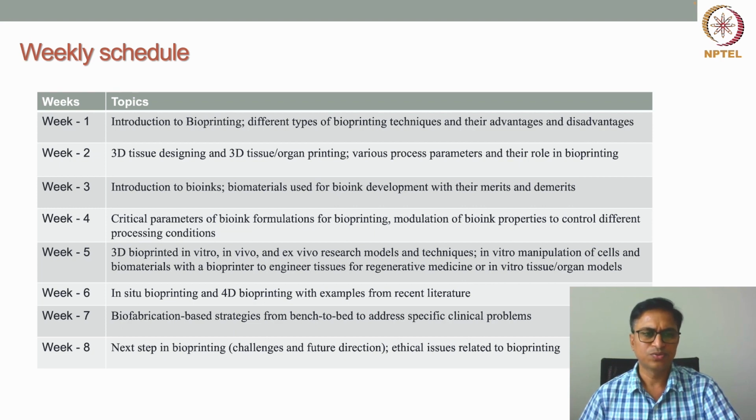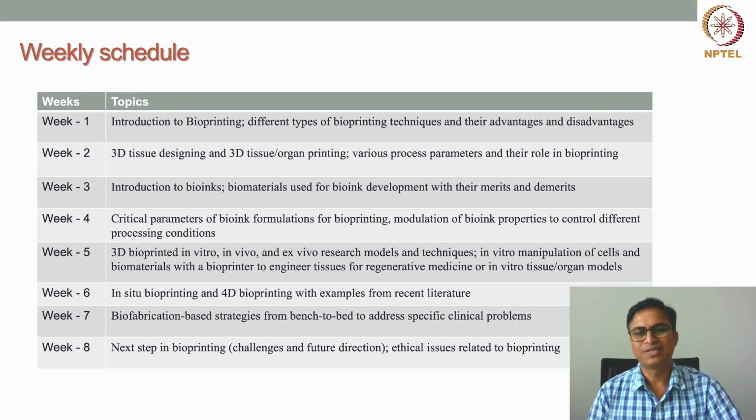In week 2, we'll discuss different 3D tissue designs and also 3D tissue organ printing with their various process parameters and their role in bioprinting. How can we optimize different process parameters to print the target tissue structures that we design in a better manner?